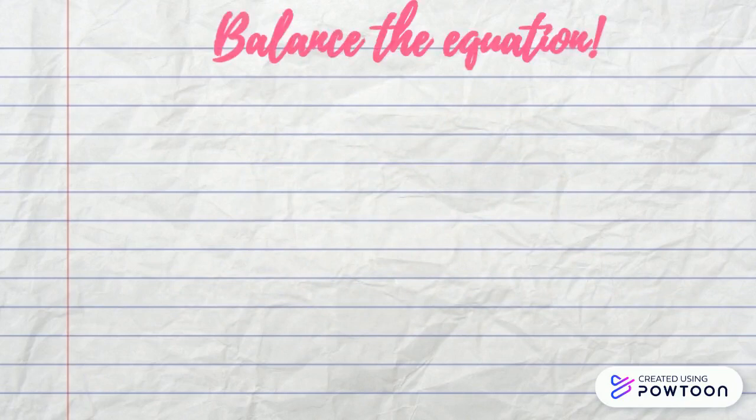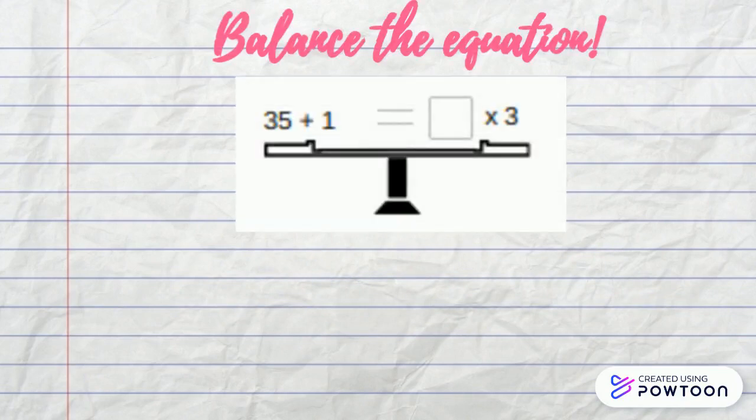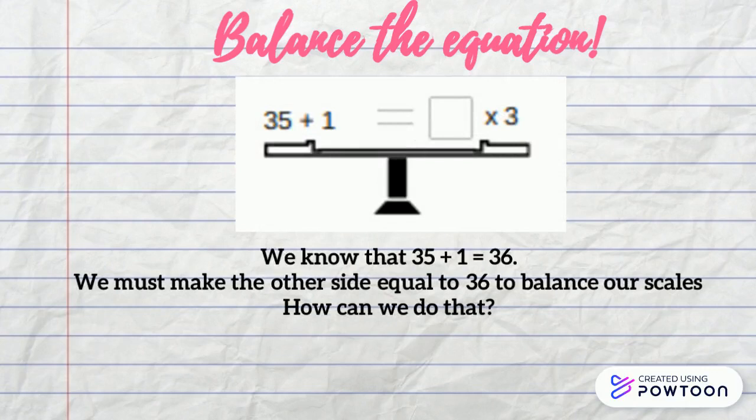So if we look at the left side of our equal sign, we know that 35 plus 1 is equal to 36. So the right side of our equal sign must be the same since our scales are balanced. We need to work out what our missing number is. So 3 times what equals 36?